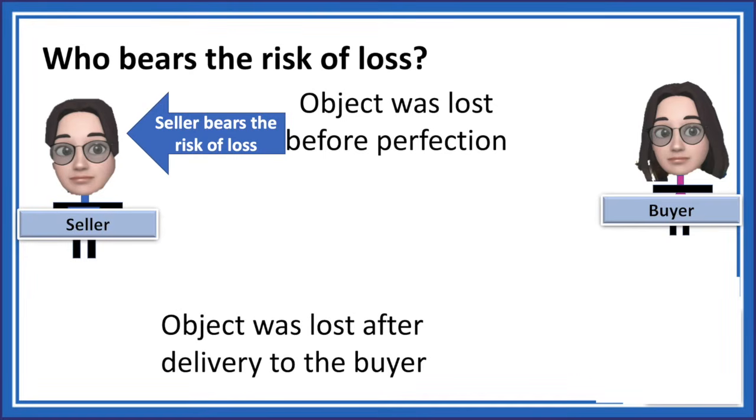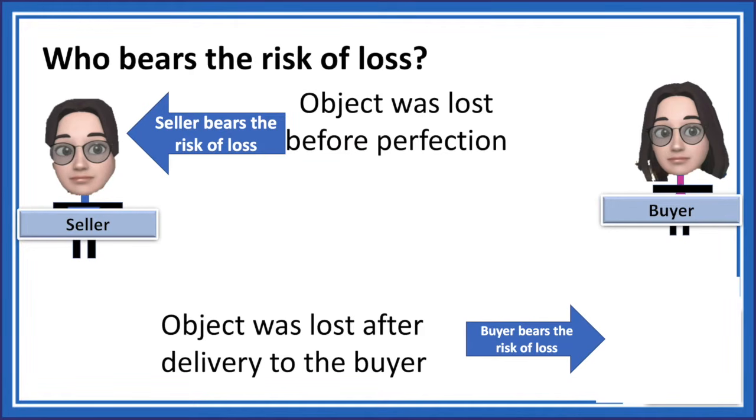Now, second is, if the object was lost after delivery to the buyer. Dito naman, malinaw. Malamang si buyer na, okay? It is the buyer who bears the loss, kasi na-deliver na nga sa kanya. Ang sabi nga natin sa previous video lectures natin, okay? Delivery, transfer of ownership. So, nung na-deliver yung object kay buyer, yung owner na nito is si buyer. And then, naalala niyo pa? Res perit domino. The owner bears the loss.